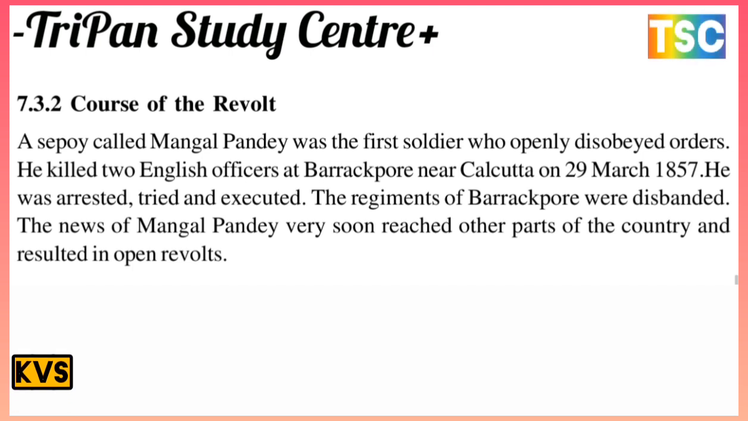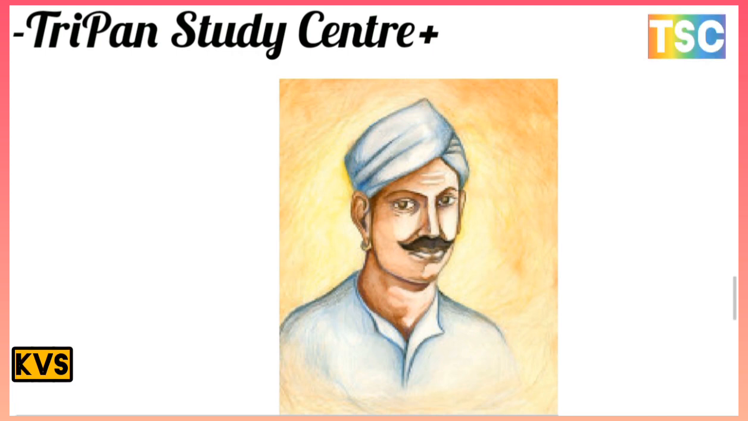The regiment of Barrackpore was disbanded. The news of Mangal Pandey spread very soon to other parts of the country and resulted in open revolts. Here in the picture, the most important person is Mangal Pandey. He is the first person in the revolt of 1857, and he killed a British officer and was arrested by the British police. He is the most important figure for the 1857 revolt.